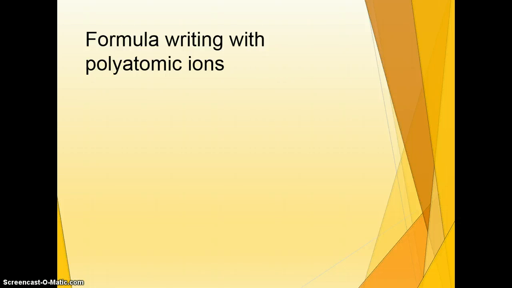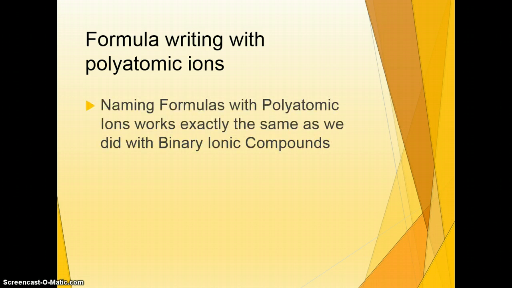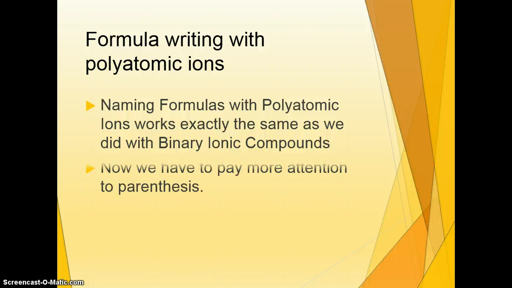So formula writing with polyatomic ions isn't any more confusing than what we've done. In fact, it's exactly the same. It works exactly the same as we did with the binary ionic compounds. The only thing is now we have to pay more attention to parentheses, because this is going to become important. But the rules that we've learned for formula writing are all the same, so that part is really nice.